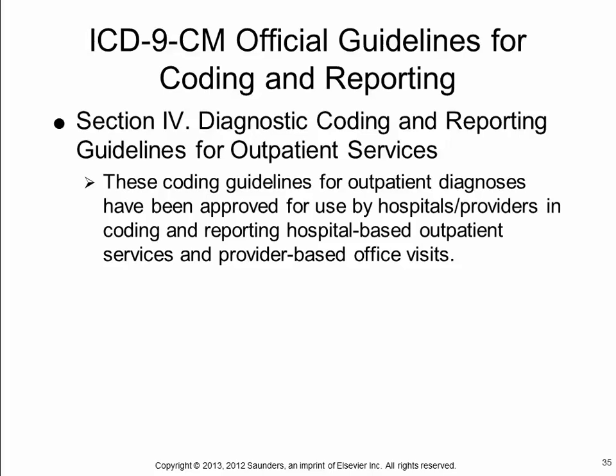Outpatient services. Those are coding guidelines for outpatient services. They're to be used for outpatient visits and provider-based office visits. So what does that include? Ambulatory surgery. That includes x-ray, lab, any type of imaging, any type of interventional radiology, any type of office visit. That's what we use these guidelines for.